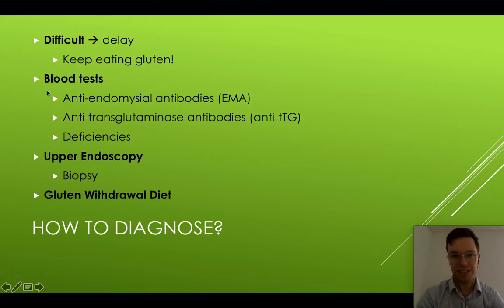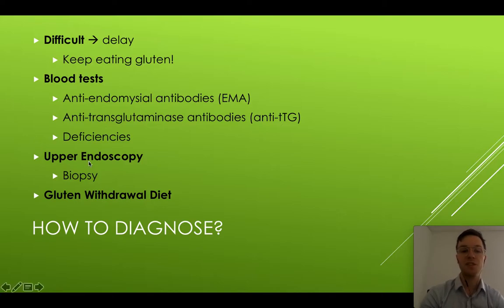Then how is this diagnosis done? First of all, with some blood tests. They can do this EMA test and the anti-TTG test. Both are tests that can be done with some blood, and then they can look if you have deficiencies in your blood, so certain nutrients you didn't take because your intestines were damaged, like calcium for example.